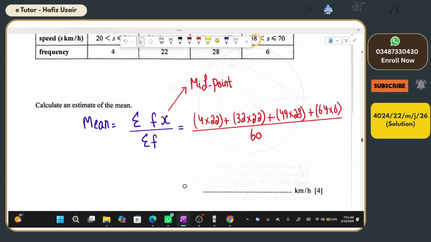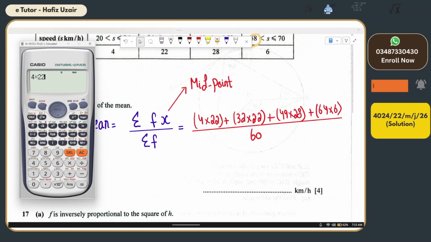Let's solve this on the calculator. So now we have 4 multiplied by 22 plus 32 multiplied by 22 plus 49 multiplied by 28 plus 6 multiplied by 64. So this comes out to 2548.